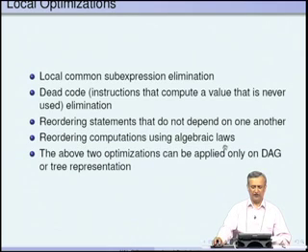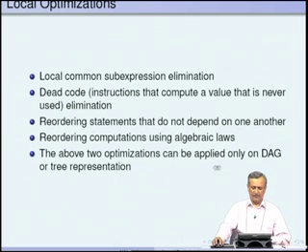Reordering computations using algebraic laws. Algebraic laws are commutativity and associativity. We will see how this can be used later on. To give you a simple example, if B plus C is an expression, and C plus B is another expression, if commutativity holds, these two are equivalent. If we can detect such computations using commutativity or any other algebraic law, then the code can be improved.